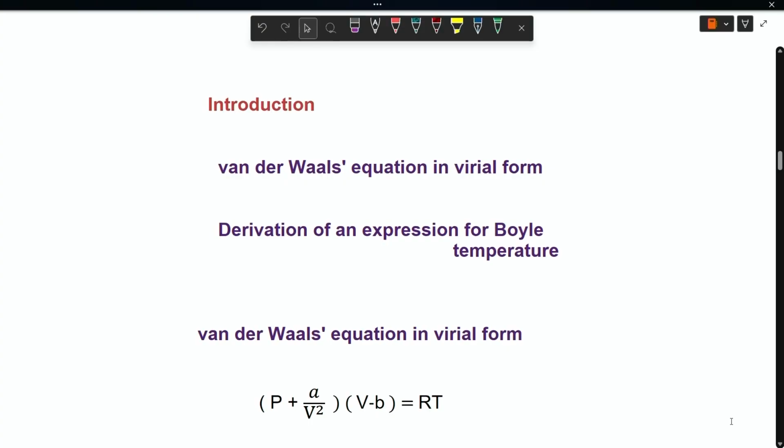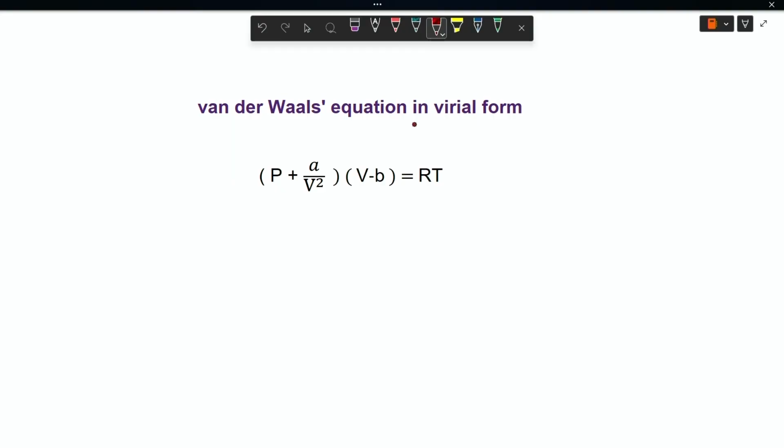First, we will be seeing Van der Waals equation in virial form, and then we will be deriving an expression for Boyle temperature. That is how, taking the virial equation only, you can go for the Boyle's temperature derivation. So, let us derive the Van der Waals equation in the virial form.